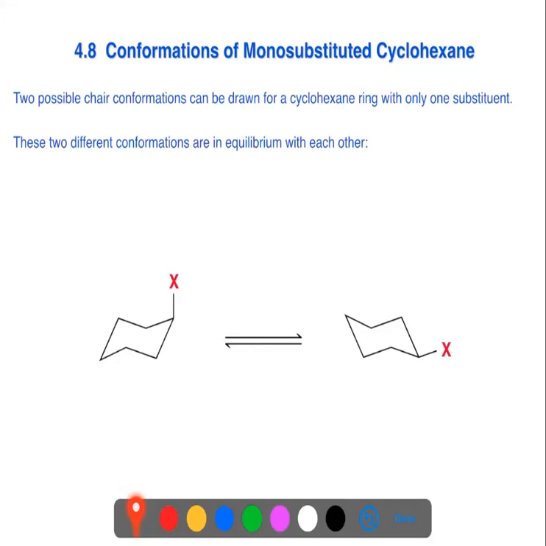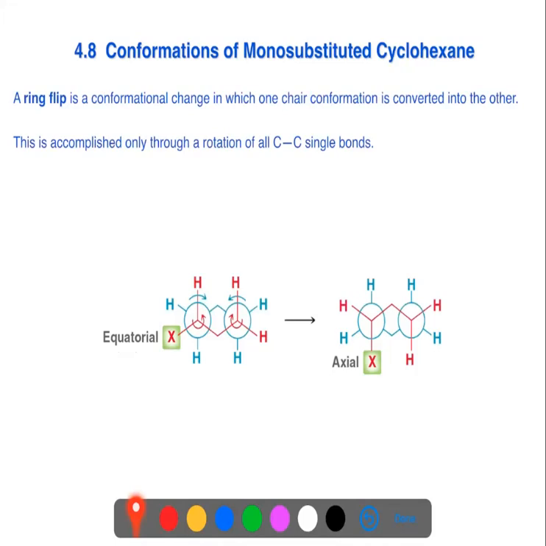We will see an equilibrium established between the substituent on the cyclohexane ring being in an axial position and that of the substituent in an equatorial position. Now, this equilibrium between these two different conformations is known as a ring flip. A ring flip is a conformational change in which one chair conformation is converted into the other. And this is accomplished through a rotation of all the carbon-carbon single bonds.